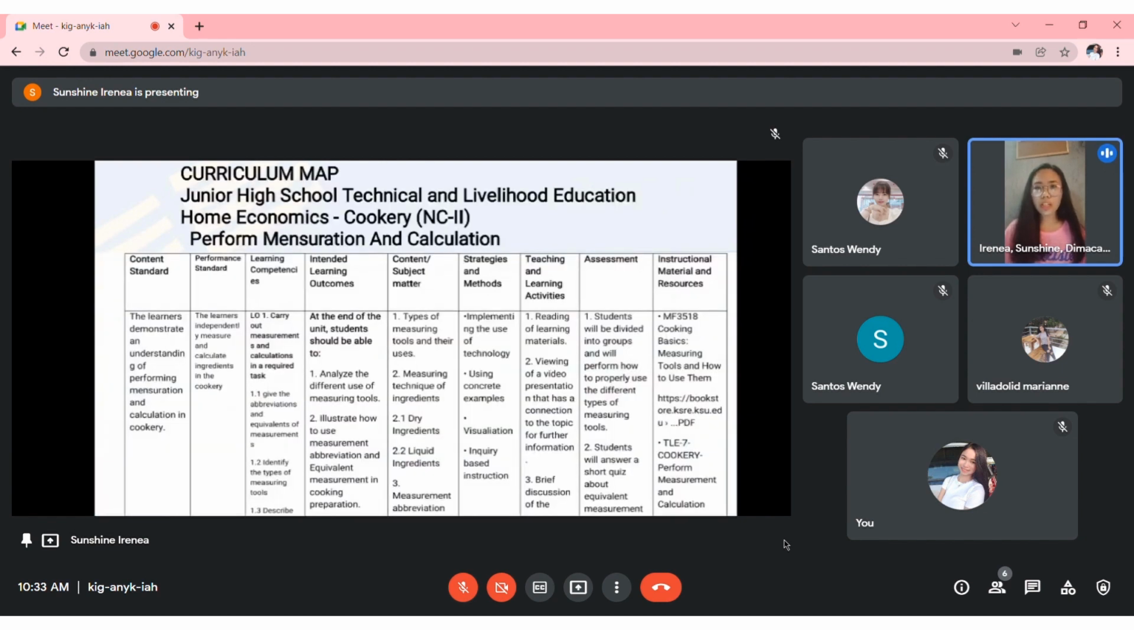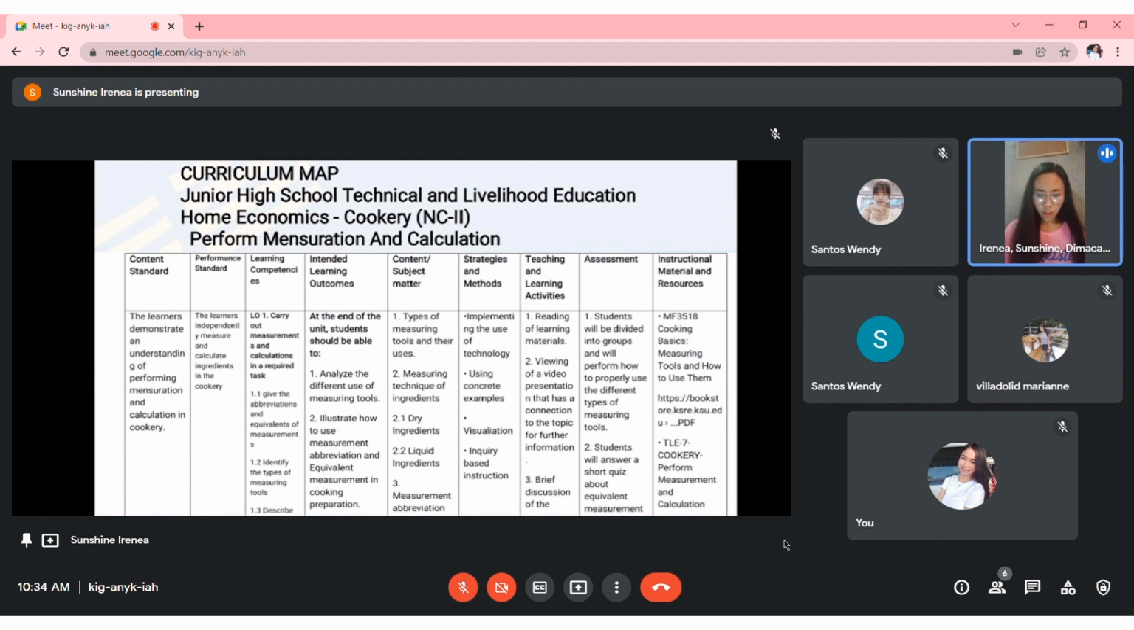So as you can see, here is the table that I've made. It's for junior high school Technical and Livelihood Education, Home Economics, and the lesson is about perform mensuration and calculation. On the left side, we have the content standard. The learners demonstrate an understanding of performing mensuration and calculation. In performance standard, the learners independently measure and calculate ingredients in cookery.